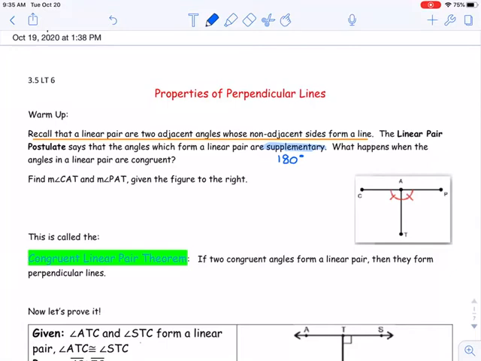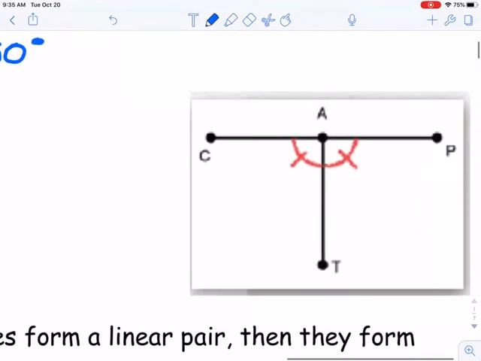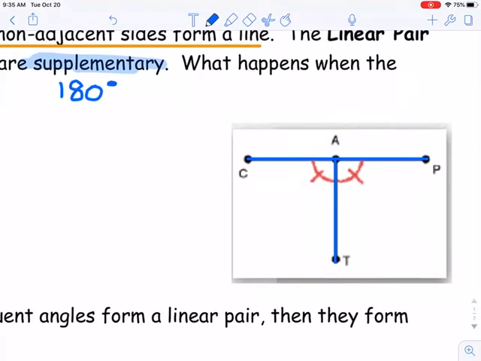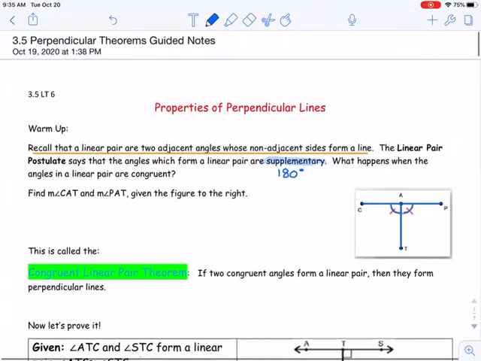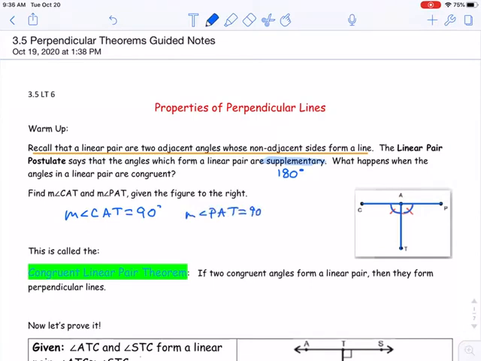All right, what happens when the angles in a linear pair are congruent? So this is basically it right here. We have a linear pair. Well, they add up to 180. This angle and this angle are the same. Well, find the measure of angle CAT and the measure of angle PAT. Well, the measure of angle CAT is 90 degrees. And so is the measure of angle PAT. So 90 degrees, powerful because it's the same number that adds up to 180.